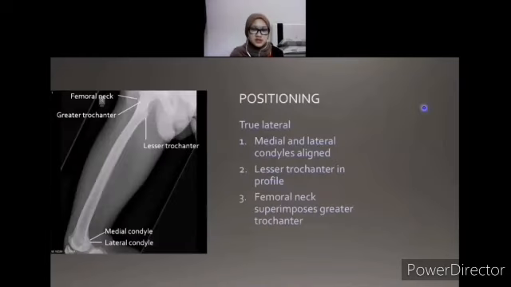So this is positioning for my image of lateral femur. The positioning for this projection is correct, meaning that the patient is in true lateral. I say so because the medial and lateral condyles are aligned to each other and the lesser trochanter is in profile medially and the femoral neck superimposes the greater trochanter.